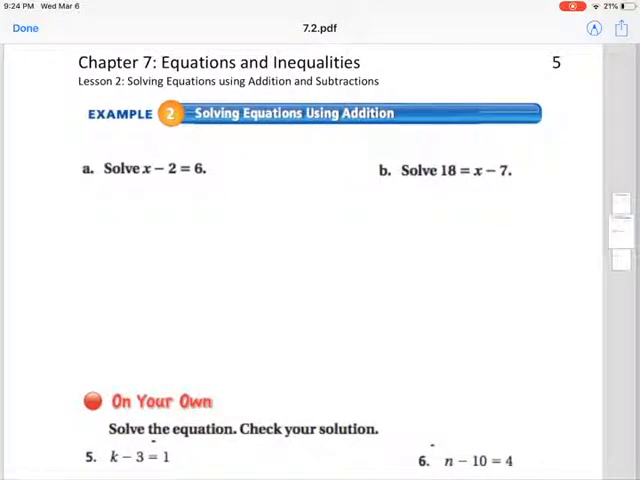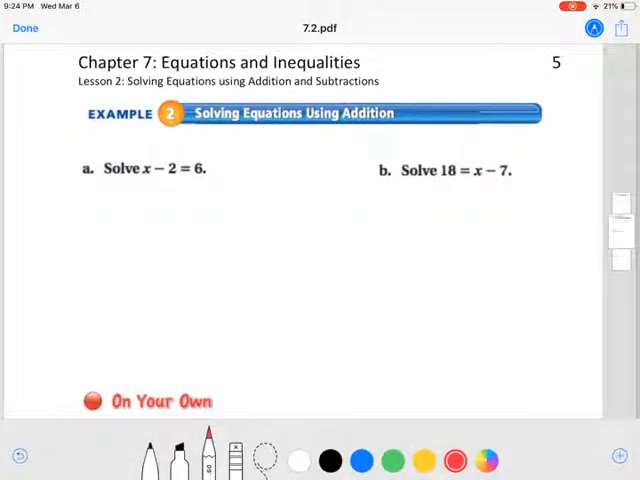Okay, so here we are going to actually solve out our equations. So first we're going to solve equations using addition, and then we'll move on to solving with subtraction. So A here says solve x minus 2 equals 6.